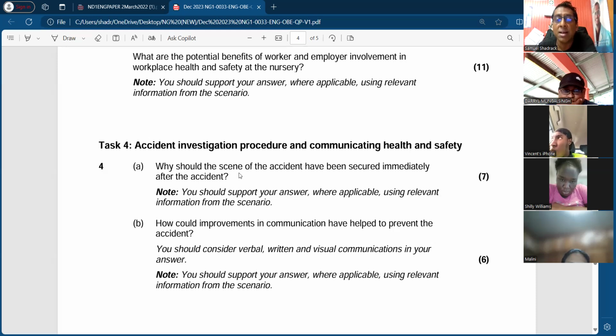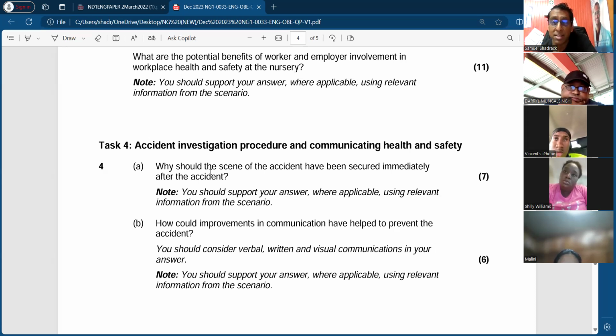Why should the scene of the accident have been secured immediately after the accident? Right? That's an easy question. I can just go to Google and Google up why should an accident scene be secured? Now, when I get the first article, don't be in a hurry. Google it again. Go on the HSE website. Take an hour on a question.